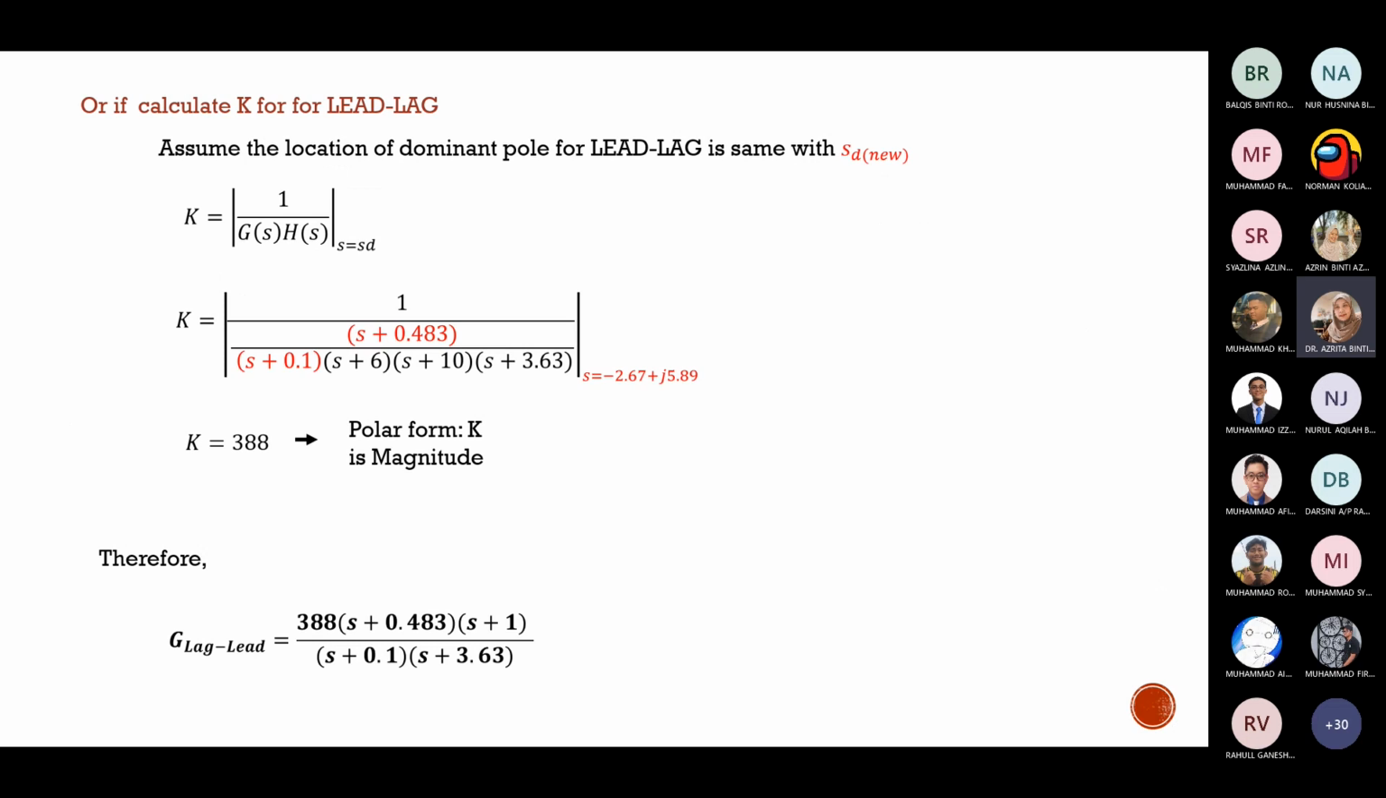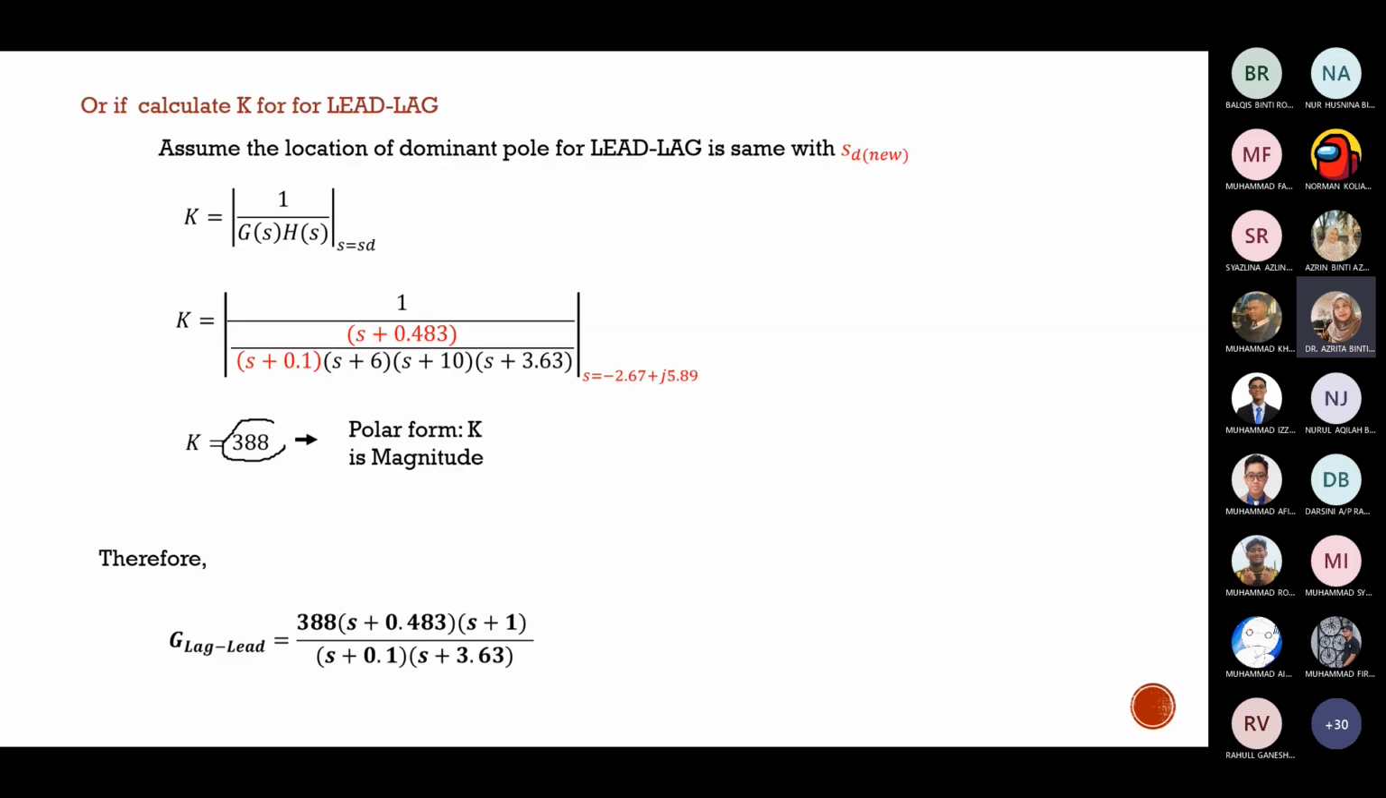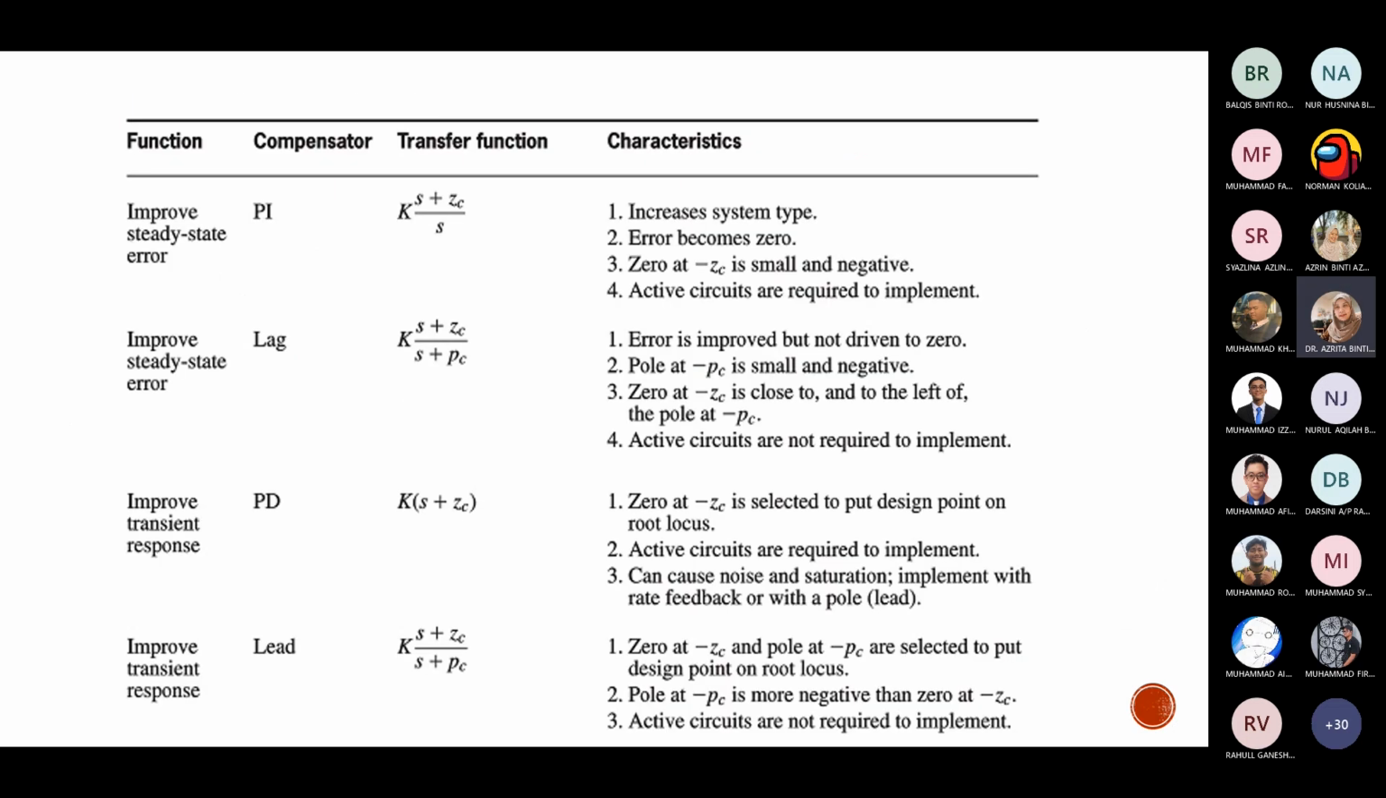Or if we calculate it, you can see that the value is almost the same, 388 and 380. So for your final exam, no need to calculate the K lead. You just use this statement: we assume that K of the lag-lead compensator is the same as K of the lead compensator. So no need to evaluate the value of K and K. Okay, so that's all.